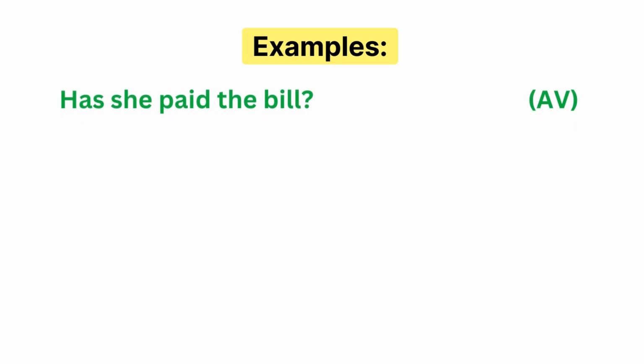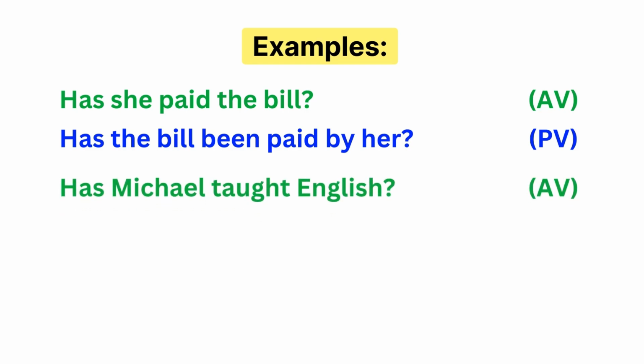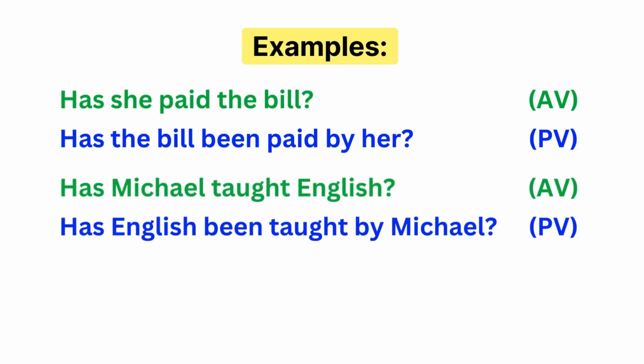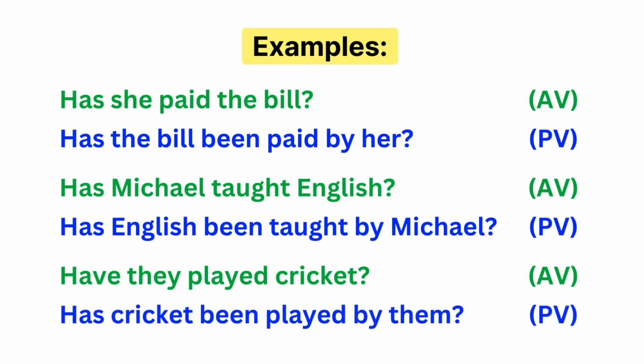Let's see some more examples to clarify this. Has she paid the bill? Has the bill been paid by her? Has Michael taught English? Has English been taught by Michael? Have they played cricket? Has cricket been played by them?